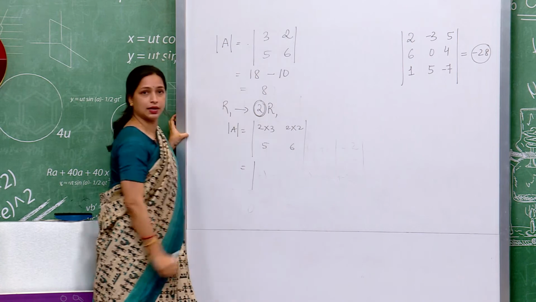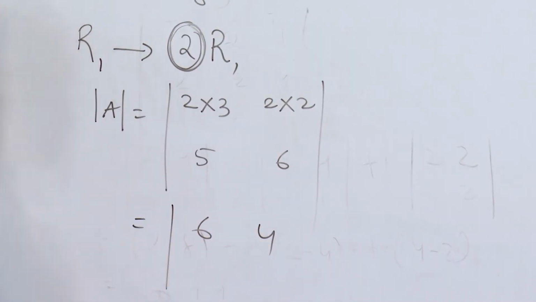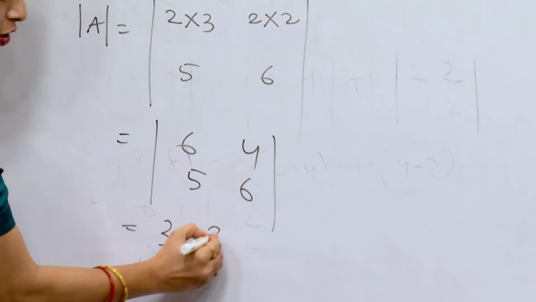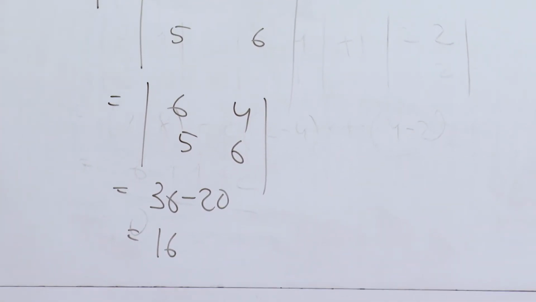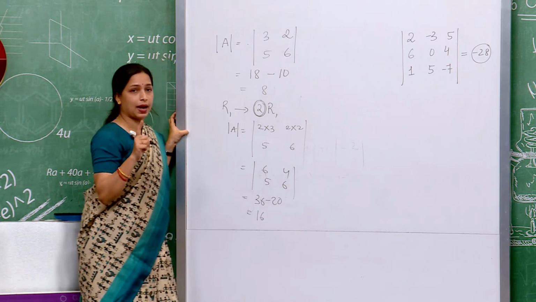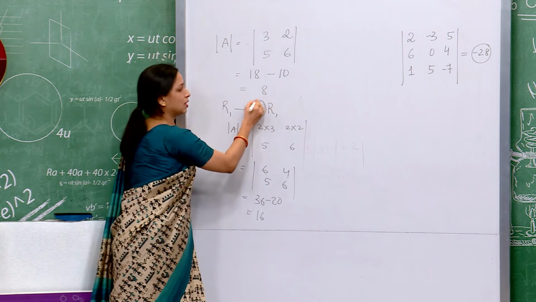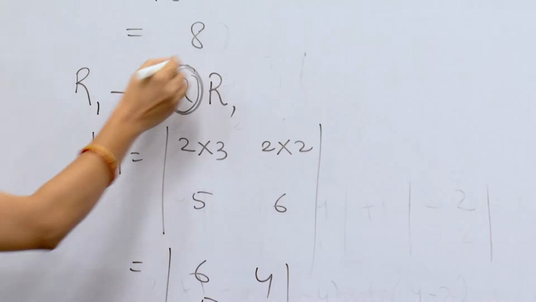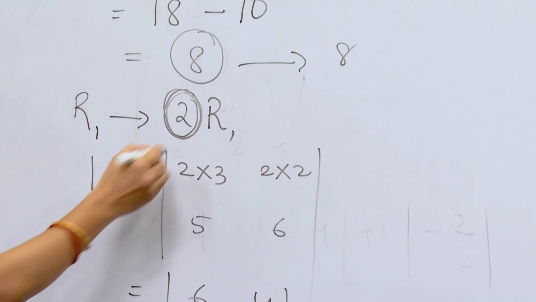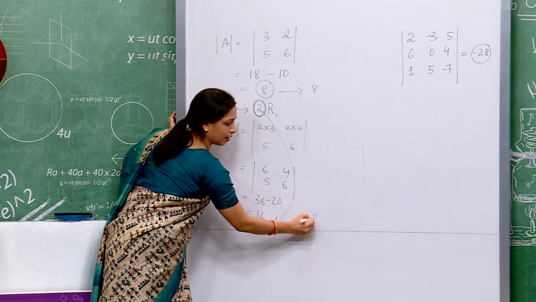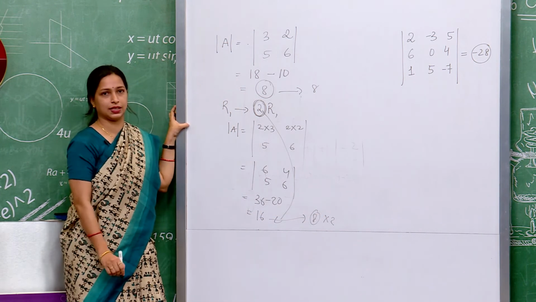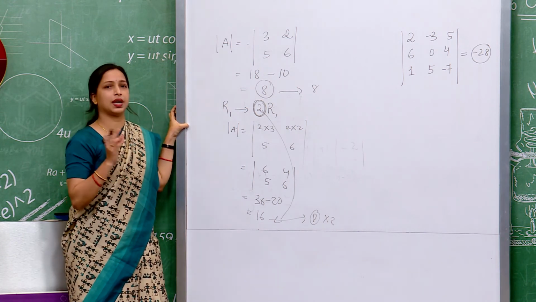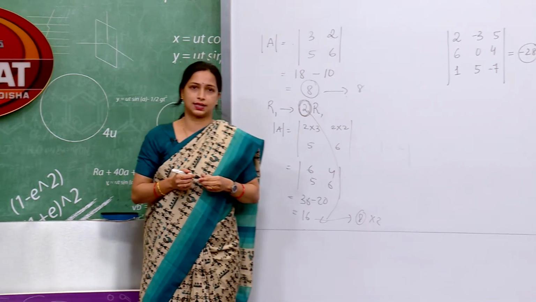So, here the resultant elements are 6, 4, 5 and 6. Cross multiply, 36 minus 20, 16. Now, what does the property say? If you multiply any row or any column with a constant, here the constant is 2, then the value of the determinant will change to k times the original determinant. So, the original determinant value is 8, the constant is 2, so 8 into 2, the value is 16. Got it? Now, you can use it in a determinant of order 3 as well, and you are going to get the same result, right? Okay. Now, let's go to the next property.